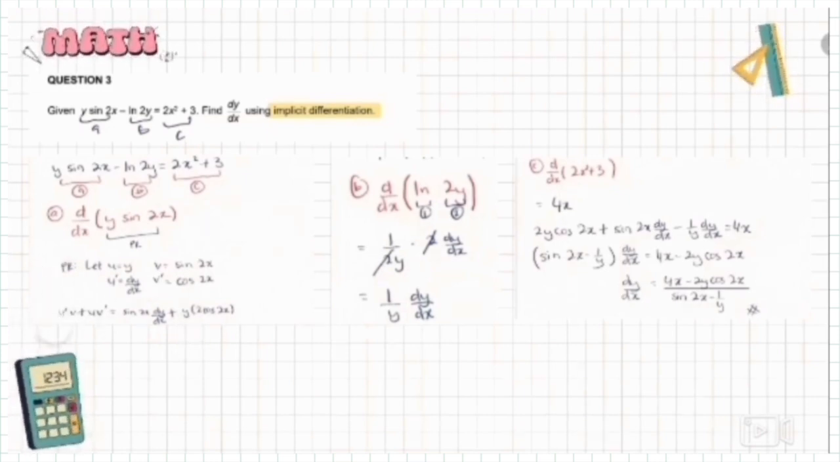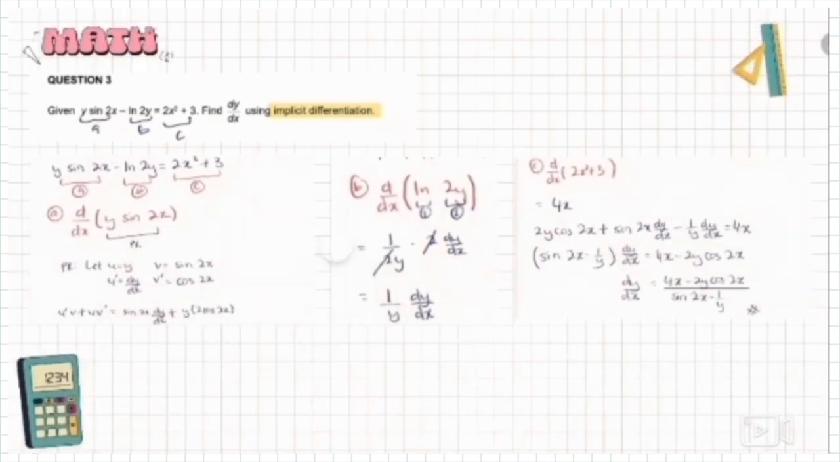So u prime v plus u v prime is the product rule formula that I already explained to you in equation 1. So I just put all this equation into this product formula, so it becomes sin 2x dy/dx plus y bracket 2 cos 2x.